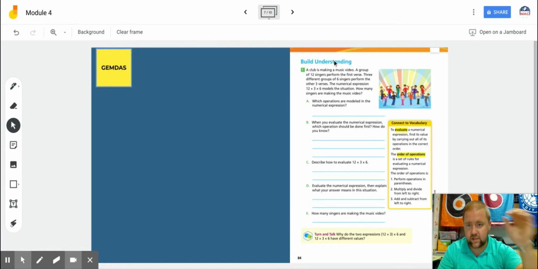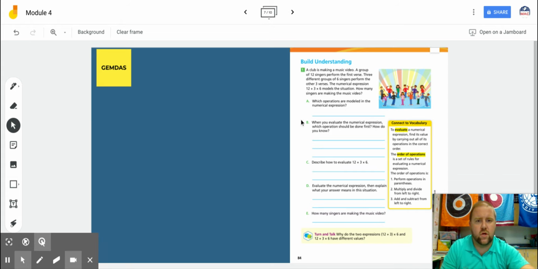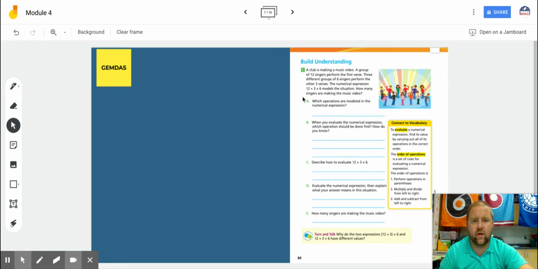All right, so let's look at this question here. It says, a club is making a music video. A group of 12 singers performs the first verse. 3 different groups of 6 singers perform the other 3 verses. The numerical expression 12 plus 3 times 6 models the situation. How many singers are making the music video? Okay, so it says which operations are modeled in the numerical expression of 12 plus 3 times 6. We see addition and multiplication.